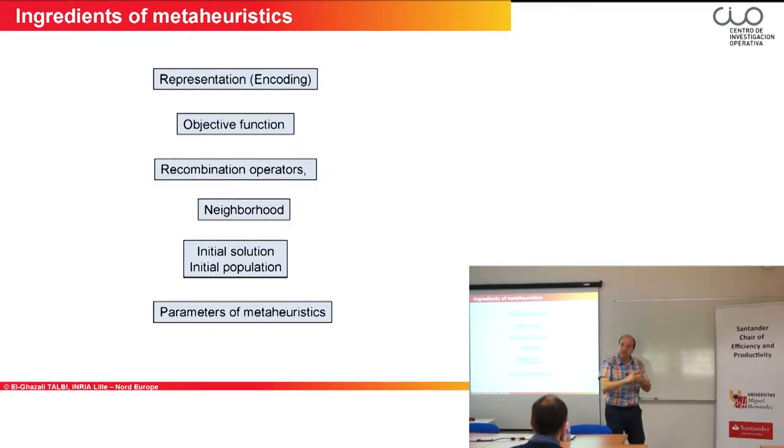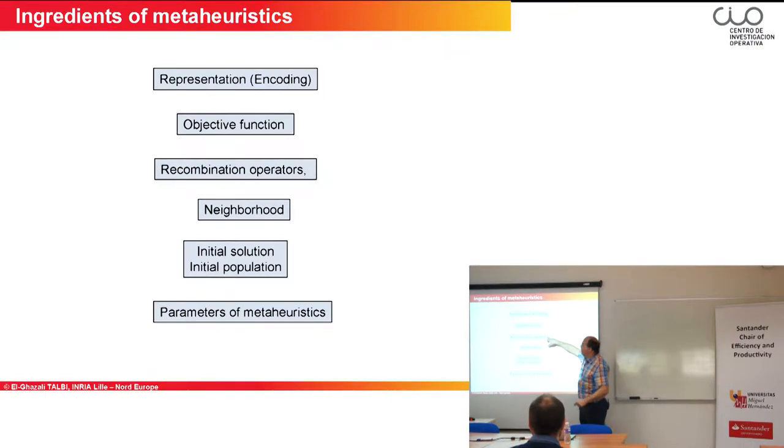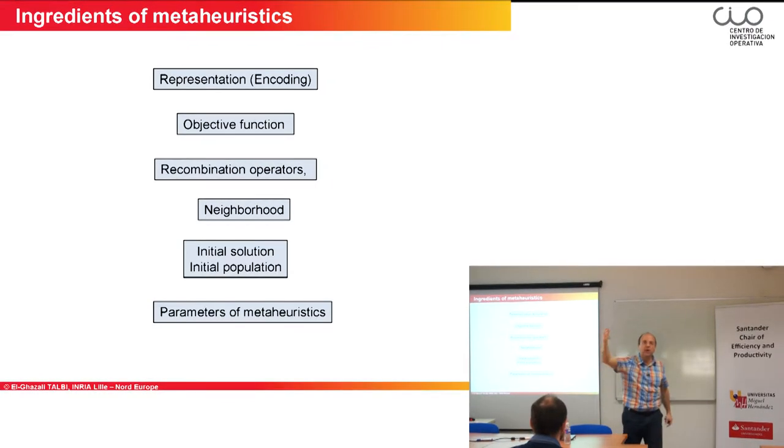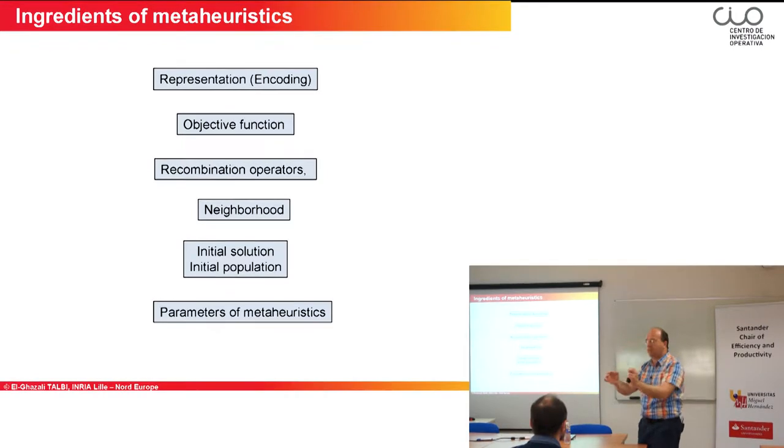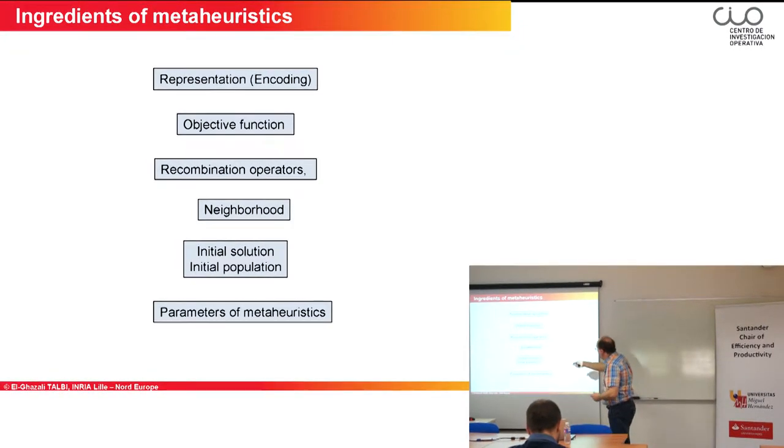Representation. This is very important. What is your representation? The objective function. How you recombine, the operators, for instance, the crossover in evolutionary algorithms. The neighborhood. This is very important. In local search algorithms, in single-solution algorithms, the neighborhood for me is the most important thing.